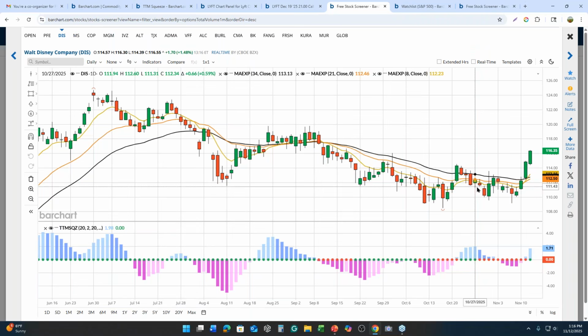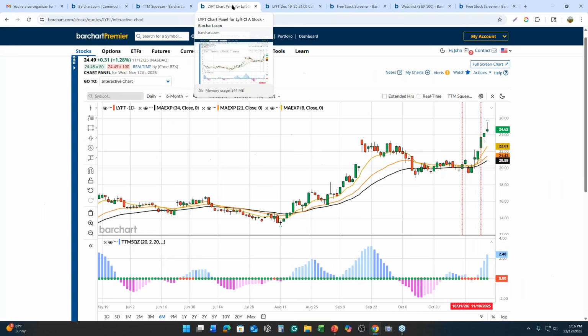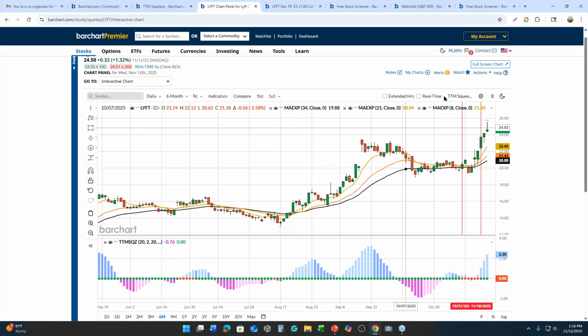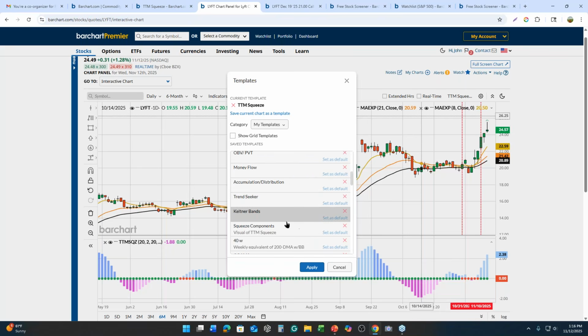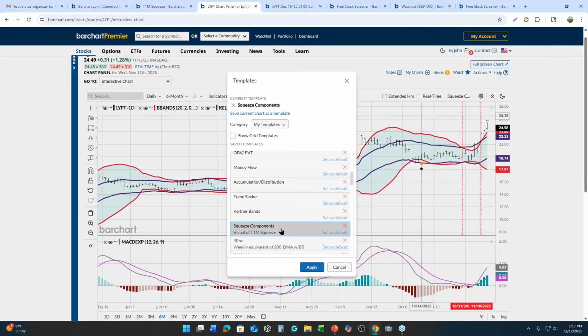All right, so let's go back to here's our lift, and I'm going to change this back to my components. And again, notice that the squeeze was on, and then we got that firing, that confirmation with our MACD, that positive price momentum, or that permission to take a long trade.